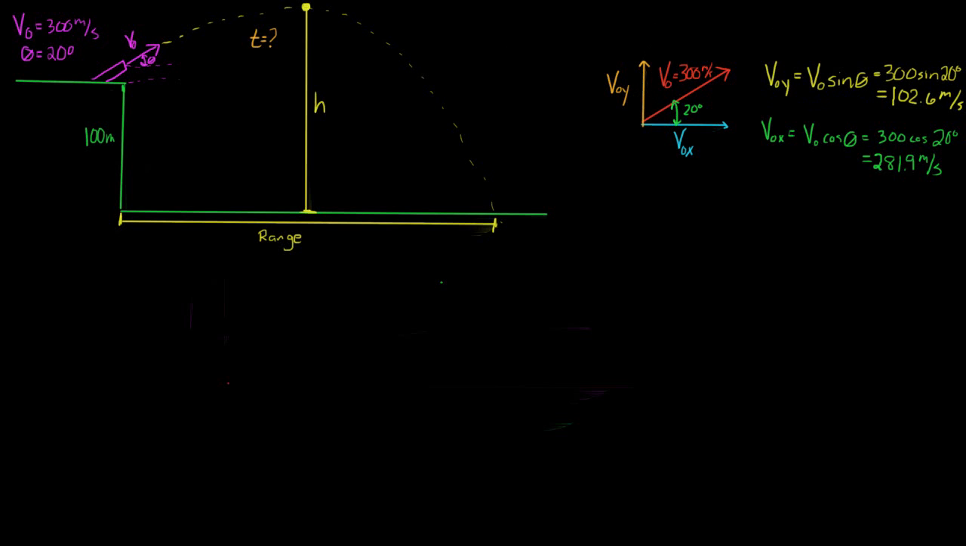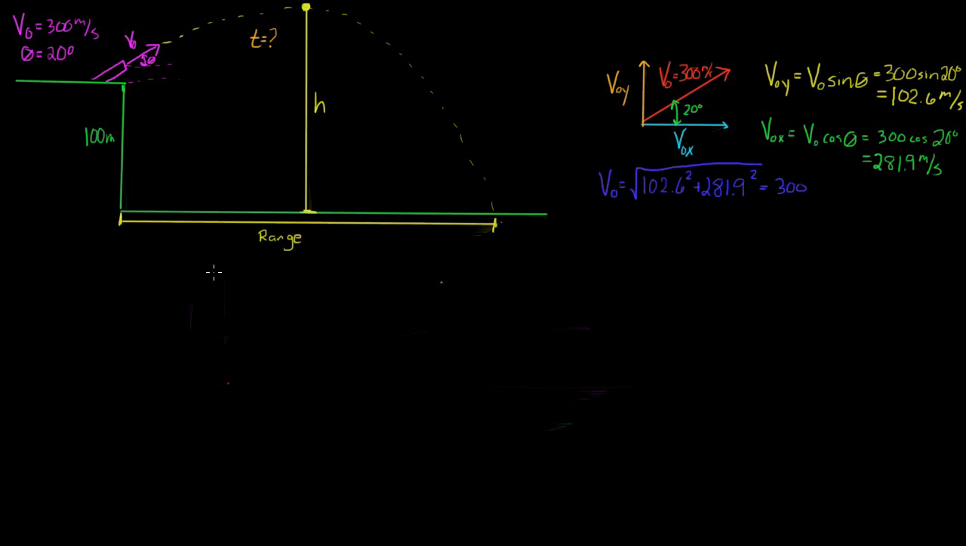And in case you don't believe that, if you decide to figure out the magnitude of this v naught, you would say 102.6 squared plus 281.9 squared, and if we take the square root of this, it's going to give us 300 meters per second that we had to begin with, and this is our v naught.